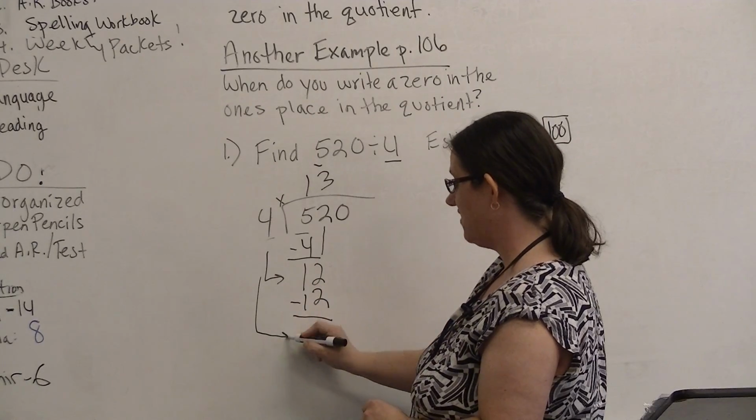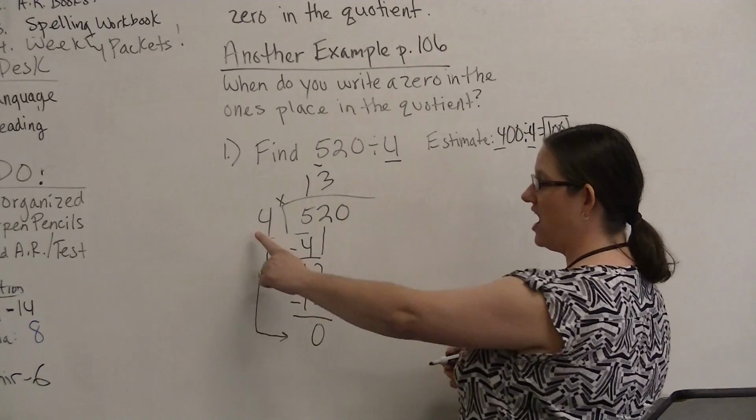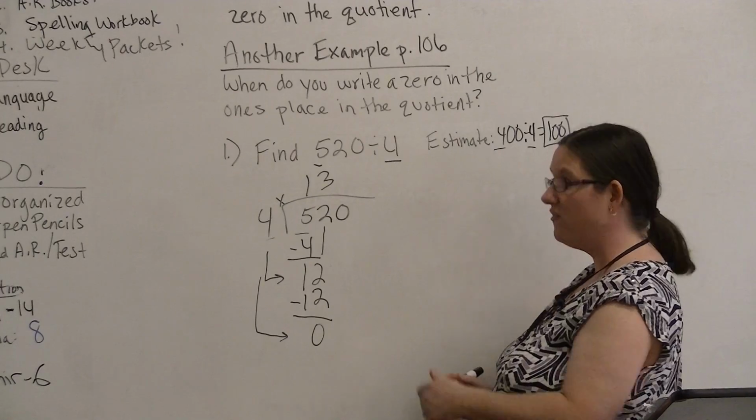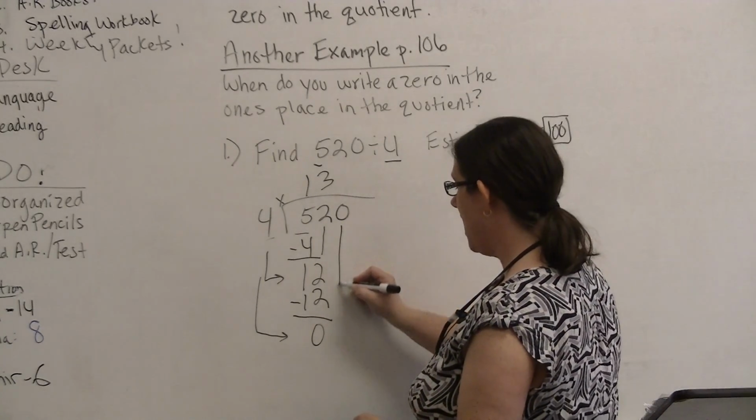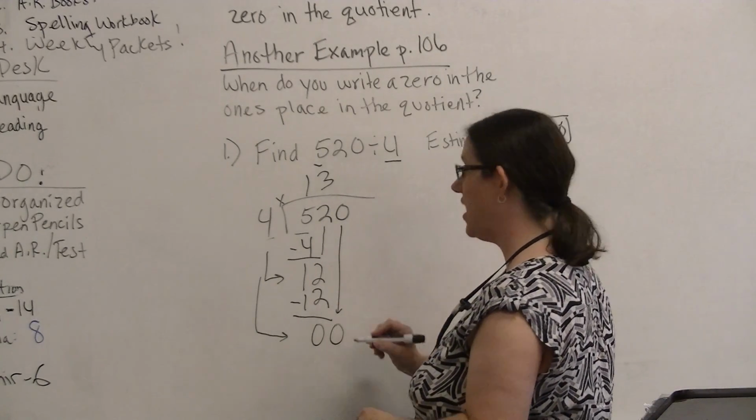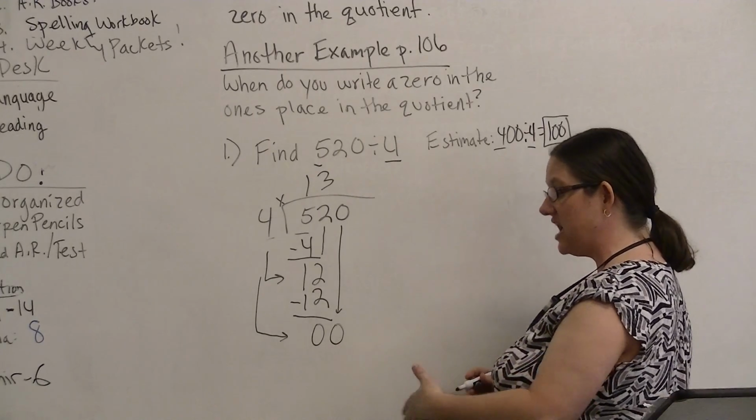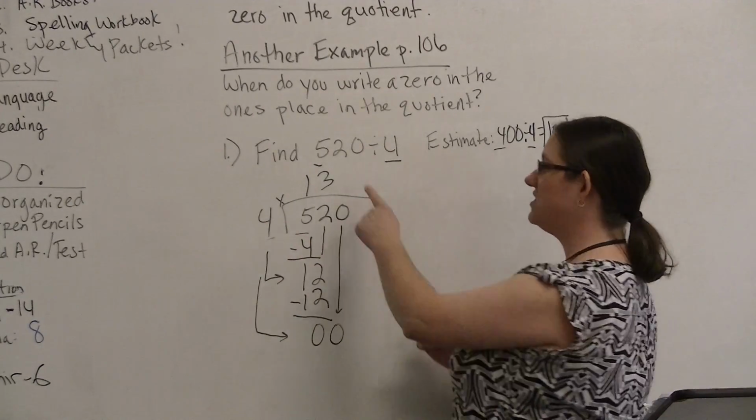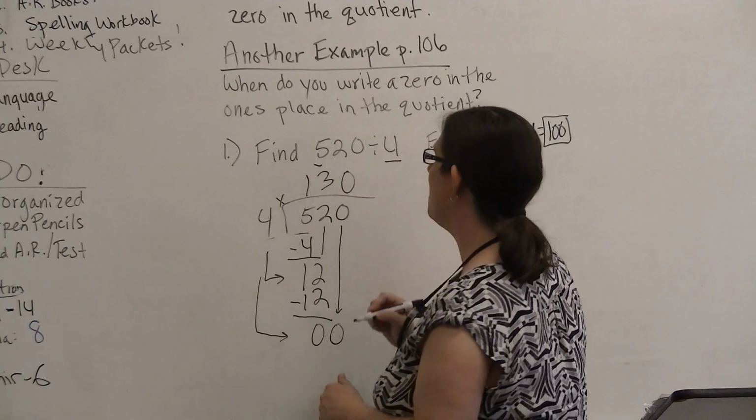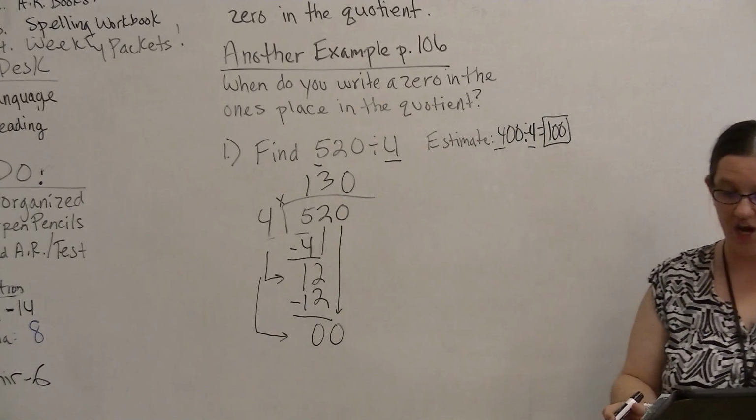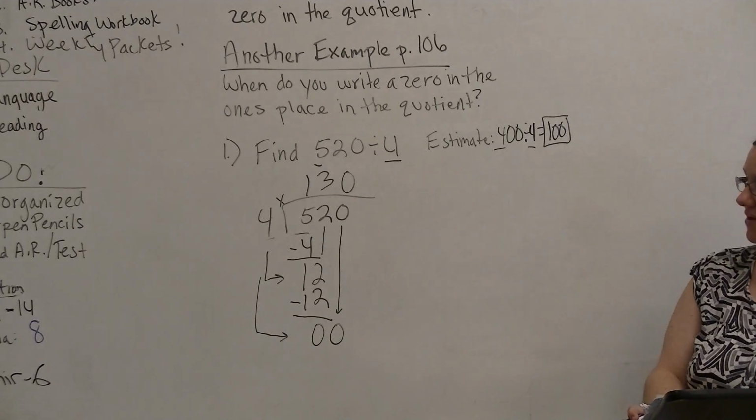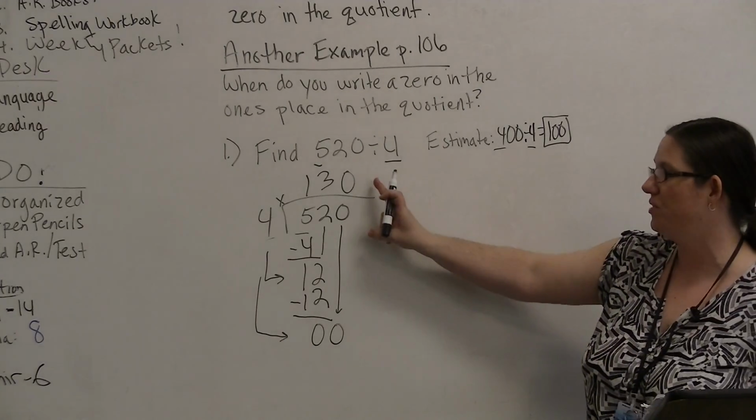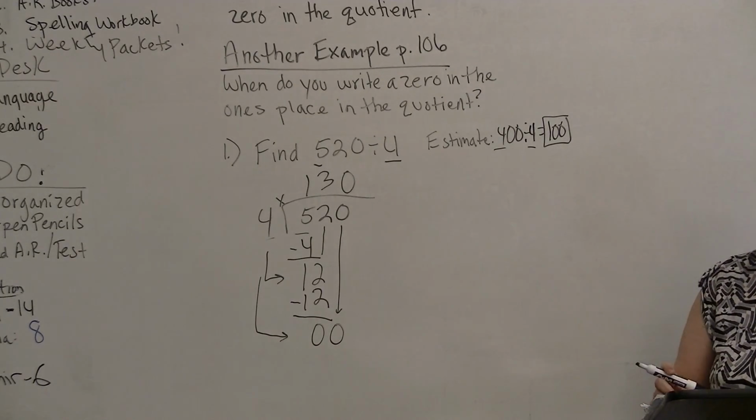Okay, now we're looking at the 0. Can I do 0 divided by 4? No, it's not enough. So we bring down our next number. Our next number happens to be 0 as well. So now we're on our second time. And when we can't divide by that number for the second time, we put the 0 in the quotient. So my final quotient is 130. Okay, so that is when you place your 0 in the ones place.